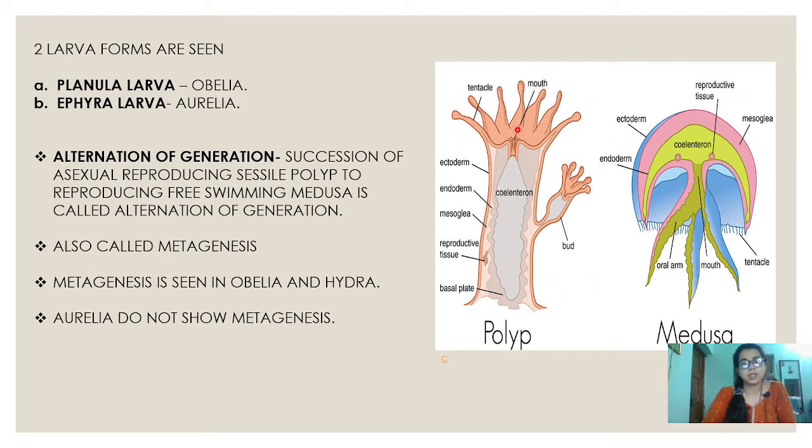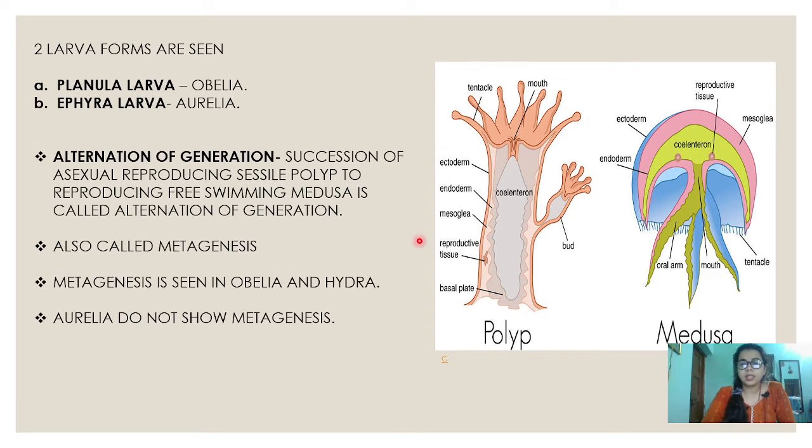You can see this is the structure of polyp. In this asexual reproduction, that is by the budding process, they will form the sexual organism, that is the medusa, which is the free swimming one. And the shape of the medusa is umbrella shape. This is the oral arm, this is the mouth region, reproductive tissues are present, ectoderm, endoderm, and you can see the mesoderm is absent, instead of that mesoglea is present.